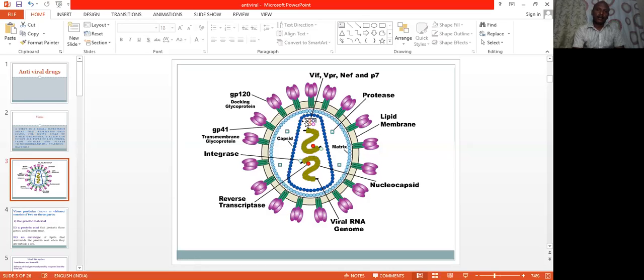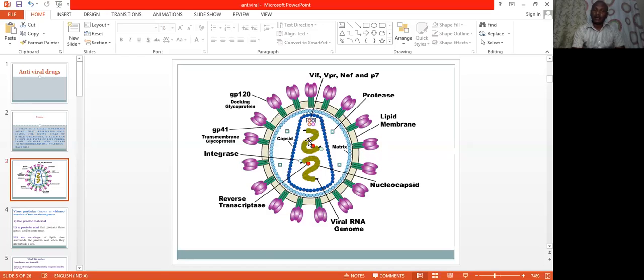So inside the capsid, what you have is its viral genome, and then the enzymes which are required for the replication. Then you have the matrix here, and next you have the outer lipid membrane. So this is the basic structure of your virus particle. You will have the outer lipid membrane and capsid, and inside the capsid you will have the viral genome and the enzymes.